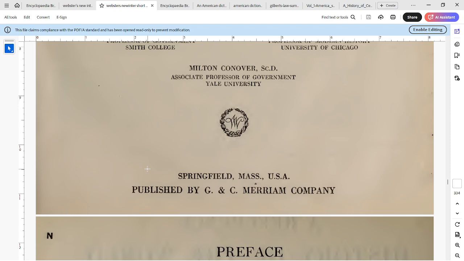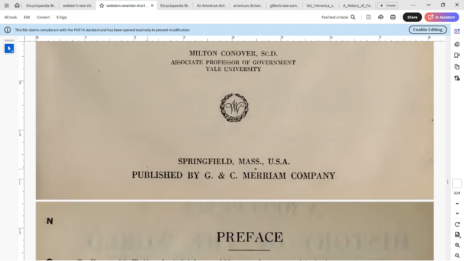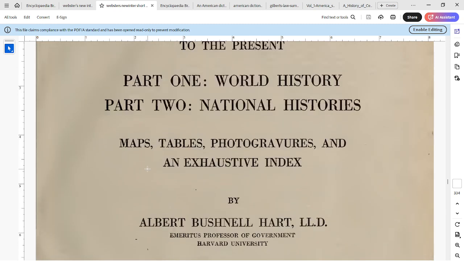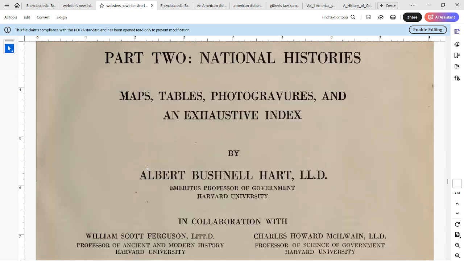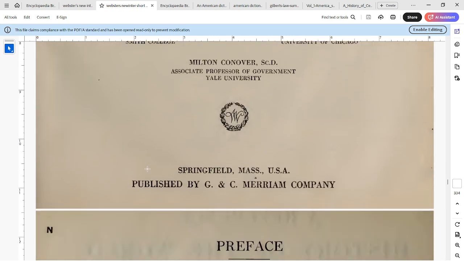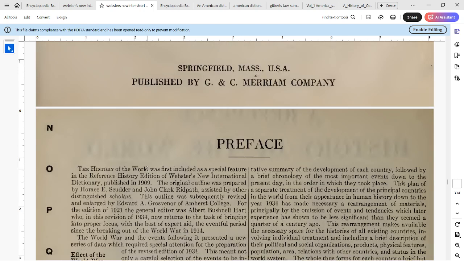So this is coming out of the Merriam-Webster dictionary. All right, so preface.